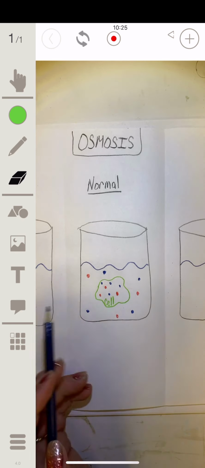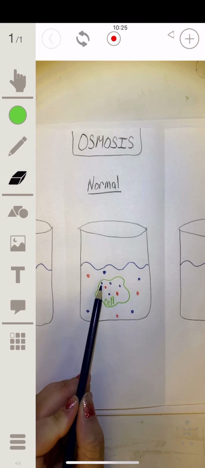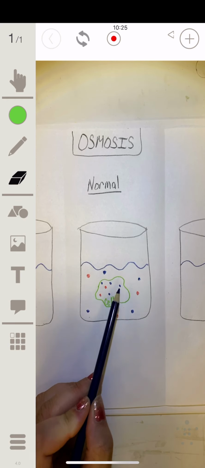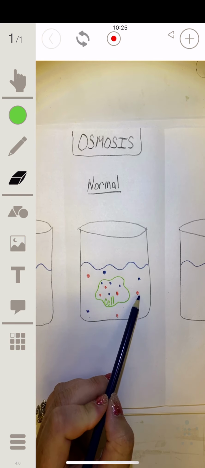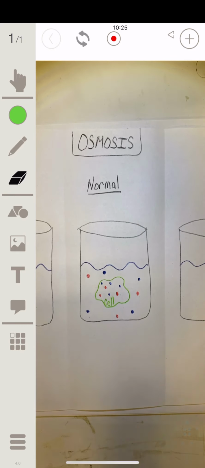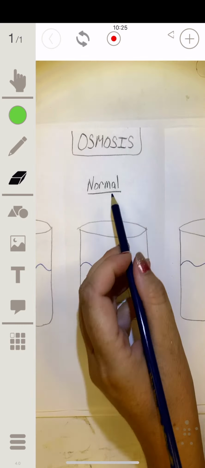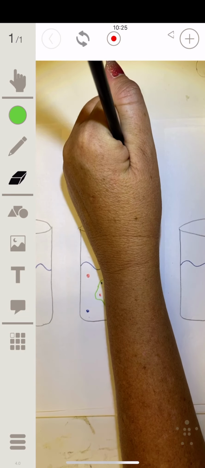Now that you've got your dots, you see that there's 4 water molecules on the outside, 4 water molecules on the inside. There's 3 salt molecules on the outside. There's 3 salt molecules on the inside. That is an equal concentration. That's normal. So normal means equal concentration.